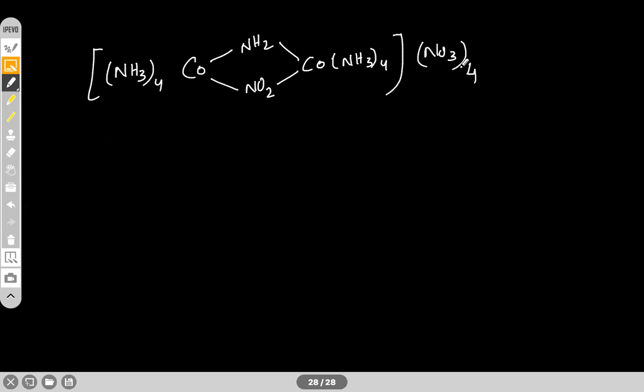So the bridge is like a three center two electron bond kind of thing. Because it's not a didentate ligand, sir. It's like three center two electron, because NH2 already has only one lone pair, no? So it is distributed among the three nuclei, N, Co, Co. Okay.